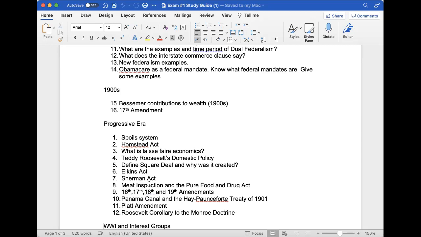Know what the Panama Canal and the Hay-Pauncefote Treaty of 1901 was? Remember that it was difficult for ships to sail all the way from the East Coast to the West Coast or vice versa, because you had to sail around South America. The Hay-Pauncefote Treaty led to the Panama Canal, which made it easier for ships to navigate and created a shortcut so that they don't have to go around the bottom of South America.